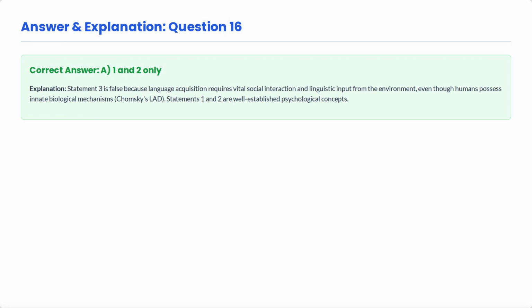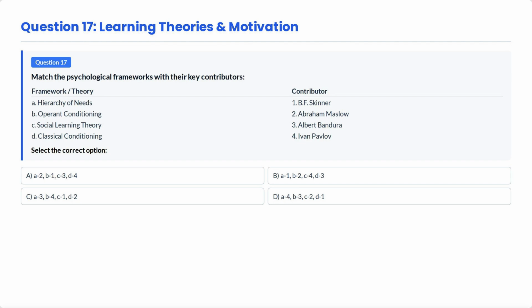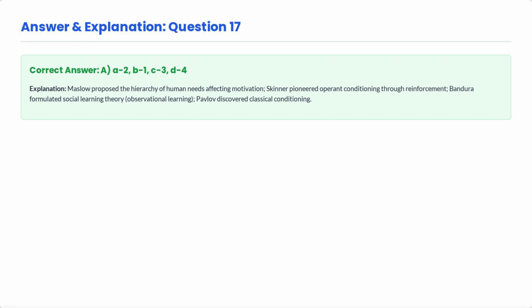Statement 3 is false because language acquisition requires vital social interaction and linguistic input from the environment. Question 17. Match the psychological frameworks with their key contributors. Correct answer: A, A2, B1, C3, D4. Maslow proposed the hierarchy of needs, Skinner pioneered operant conditioning, Bandura formulated social learning theory, and Pavlov discovered classical conditioning.